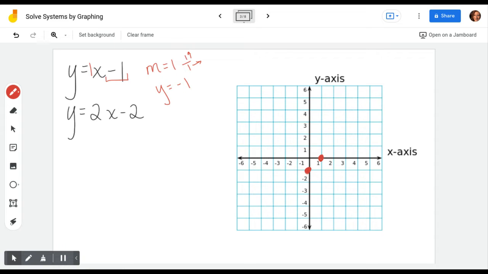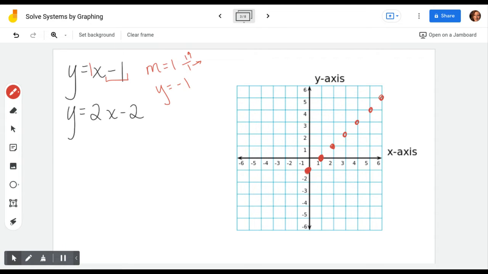arrows on both ends. For systems, I actually don't draw the line. I'm going to continue stair-stepping up and over. So up 1, right 1, up 1, right 1. I'm going to do that until I can't fit it on my coordinate plane anymore.